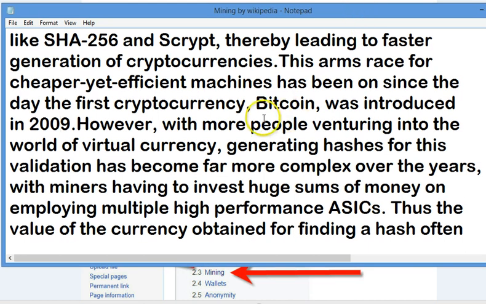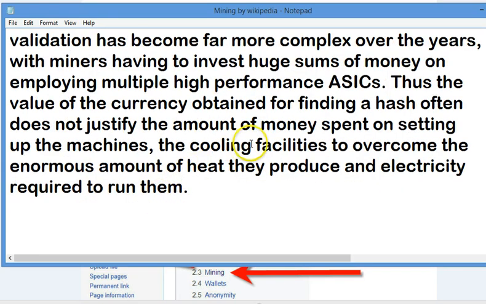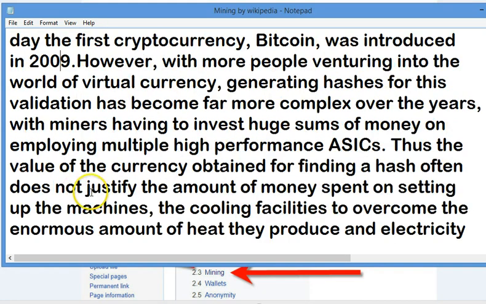The value of currency obtained for finding a hash often does not justify the amount of money spent on setting up machines, the cooling facilities to overcome the enormous amount of heat they produce, and the electricity required to run them.